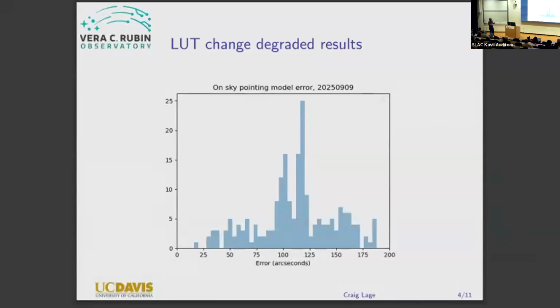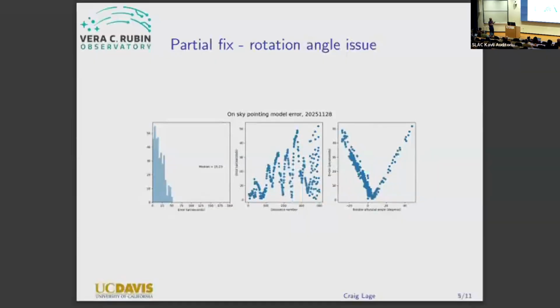So then we corrected that, and it got much better. You probably can't read the numbers, but the median got to 15 arc seconds. But on the right, you can see there was a dependence on the rotator angle. I think this was driven by the fact that the center of rotation of the rotator is not exactly in the center of the image plane. So that's what caused that V-shaped dependence on rotator angle.